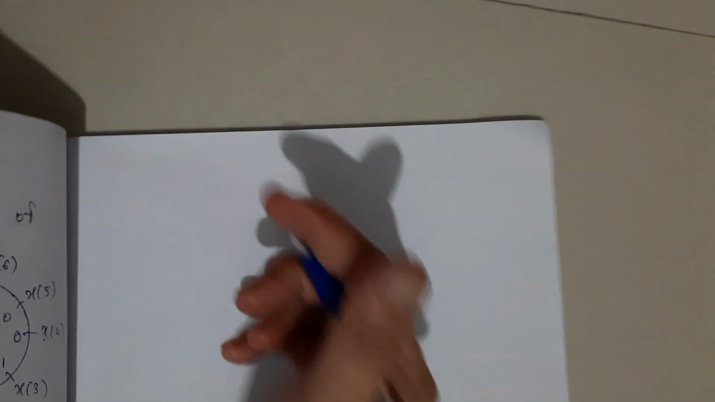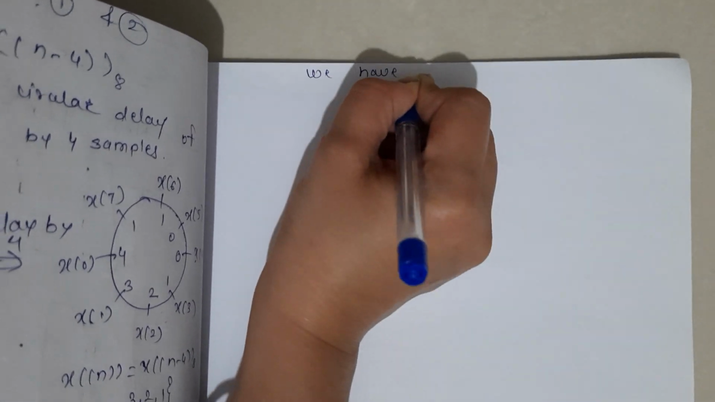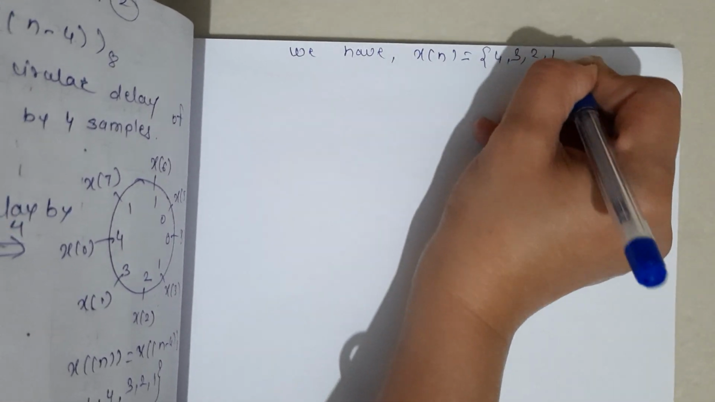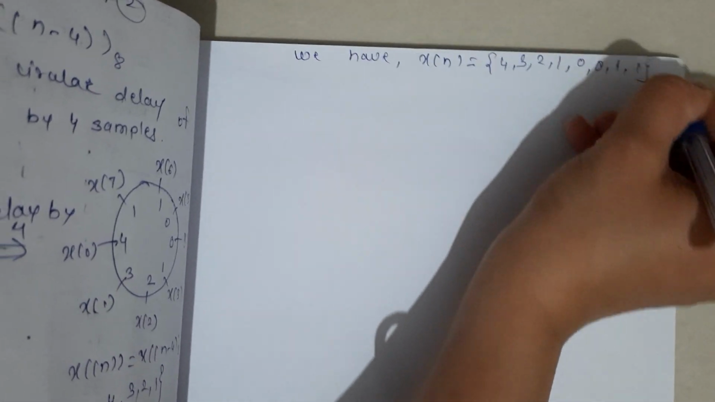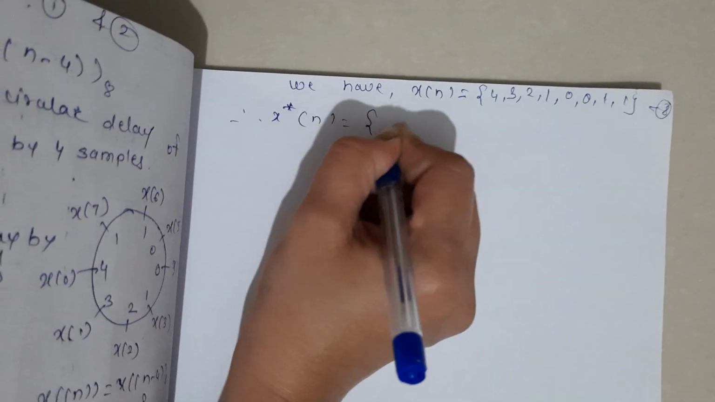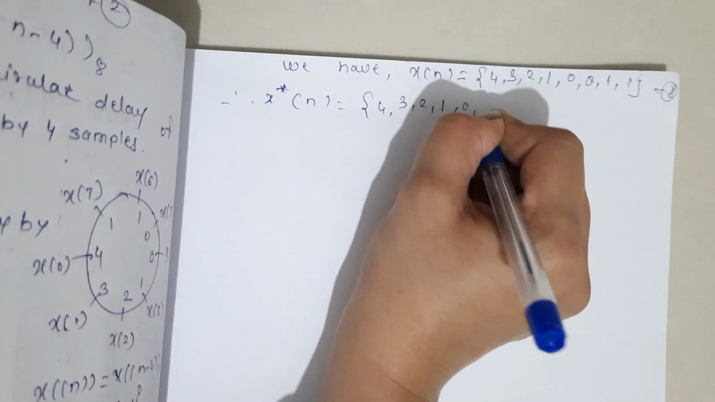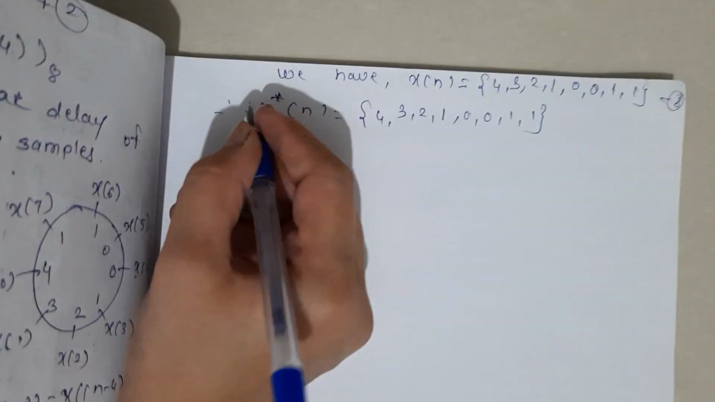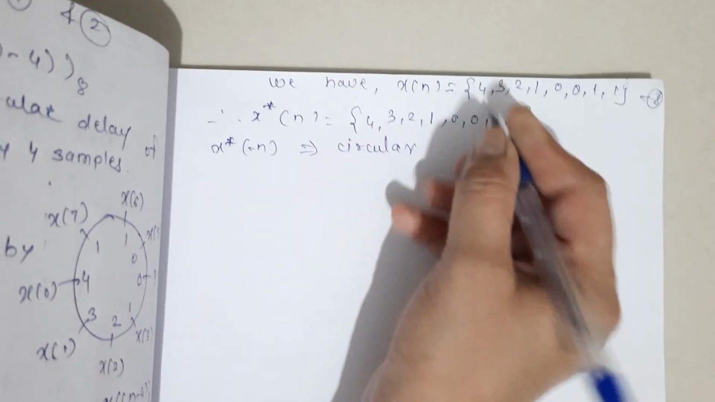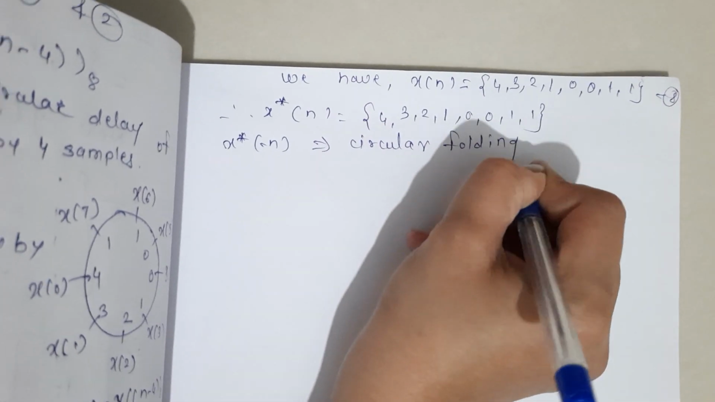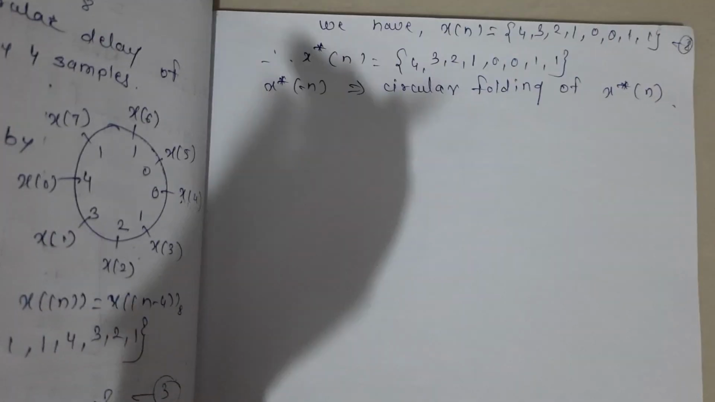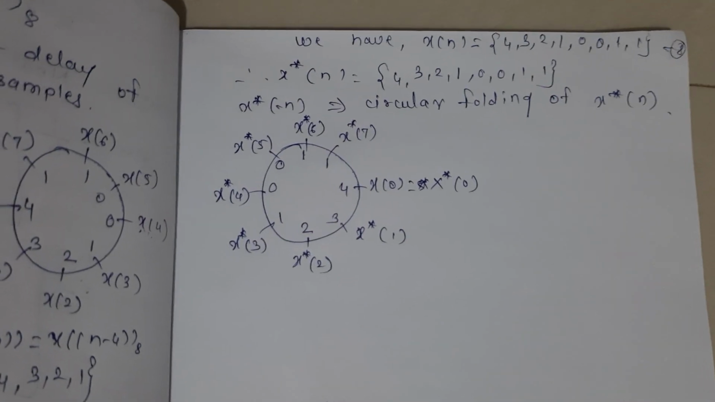What we have right here, we have x of n is 4 3 2 1 0 0 1 1. This is equation 8. This is what we have, and its complex conjugate is 4 3 2 1, same, 0 0 1 1. Now what does it represent? It represents circular folding of x of n, and for that we have to draw the figure. So this diagram shows the circular folding of x of n.